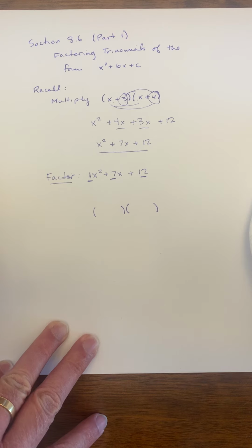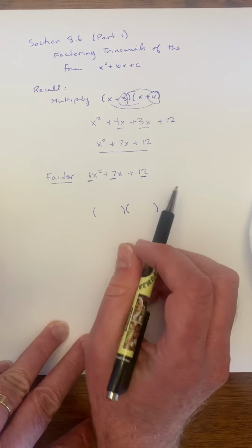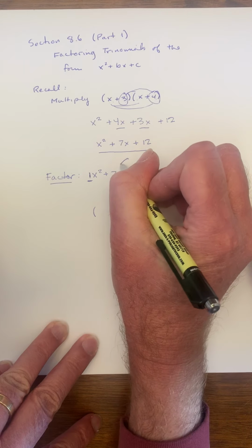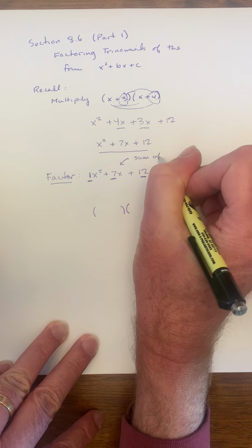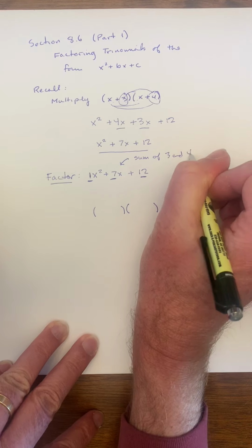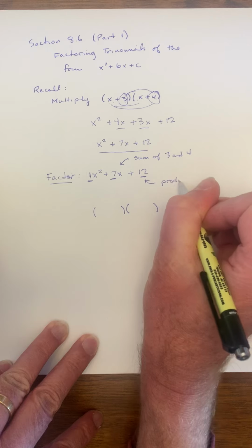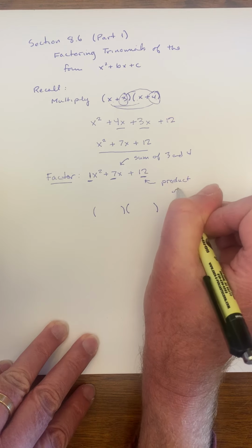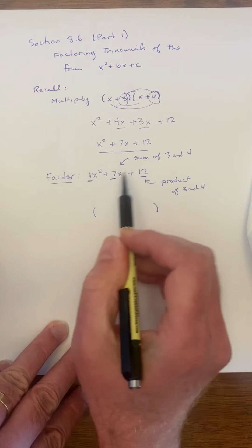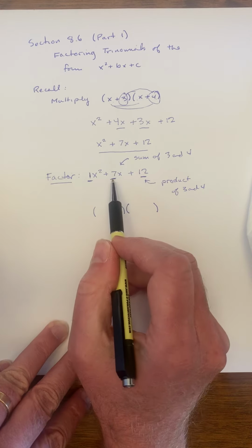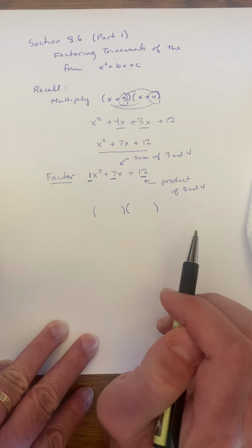Well, if you think about it a little and sort of think, how can I combine 3 and 4 to get 7 and 12, you realize that this number here is the sum of 3 and 4, and that this number there is the multiplication, or as we like to call it, the product of 3 and 4. And so if we can see this pattern, that this is a sum and this is a product, that will help us go backwards.